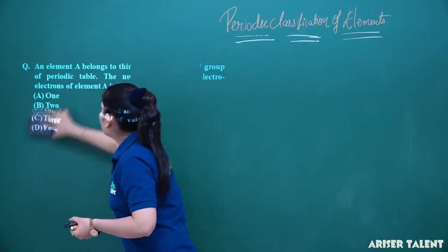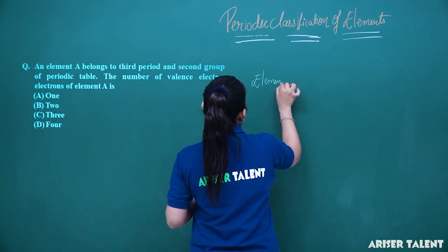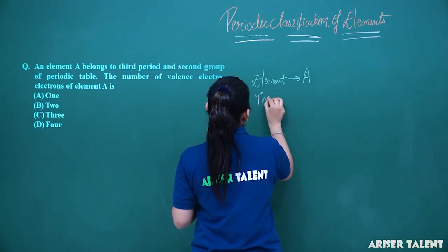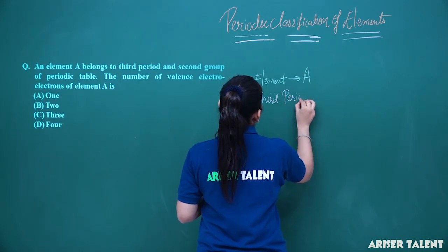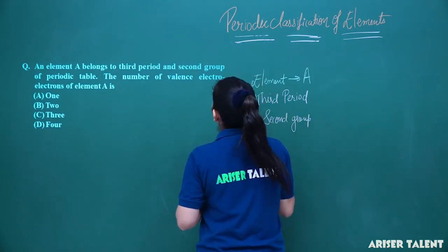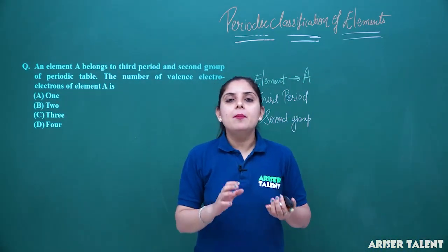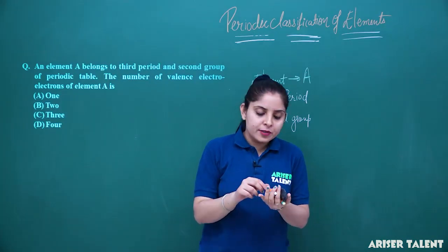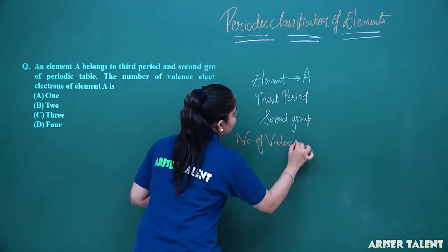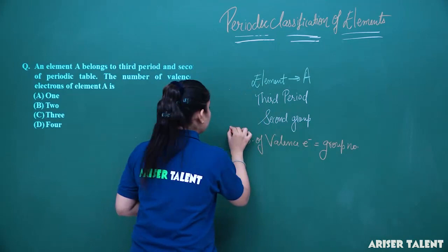An element A belongs to the third period. We are given an element A and it belongs to the third period and second group. Now we have to identify the number of valence electrons in the element. So we have discussed in the chapter that the number of valence electrons in an atom is equal to its group number. So you have to remember this: number of valence electrons will be equal to group number.